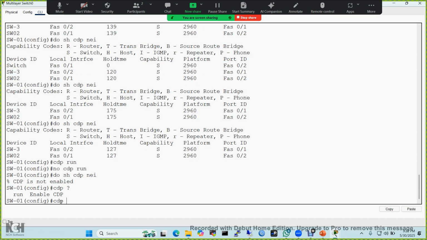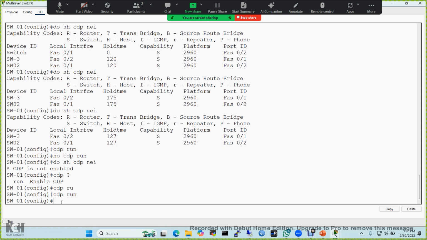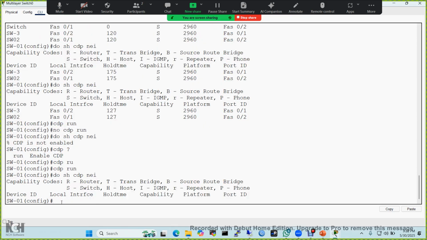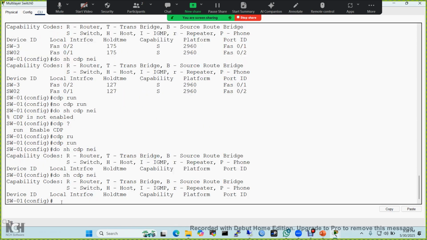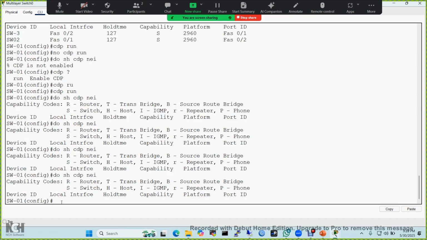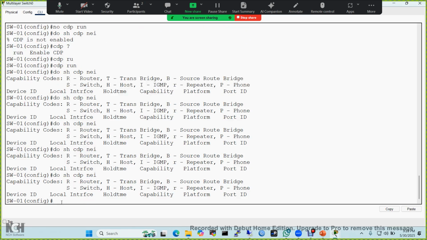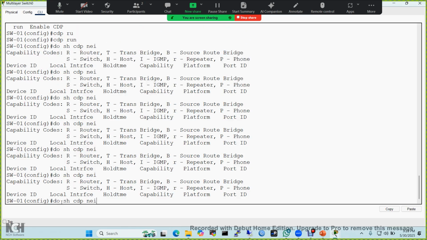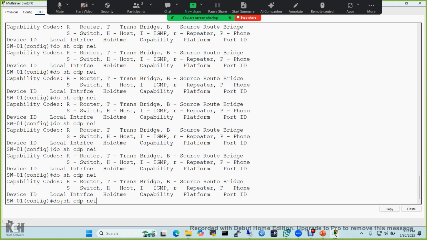If you check here, there is no enable command. It is CDP run. Now you can check the CDP neighbors. Do show CDP neighbors. It is waiting. After 60 seconds, it will discover its neighbor. We are waiting for 60 seconds.